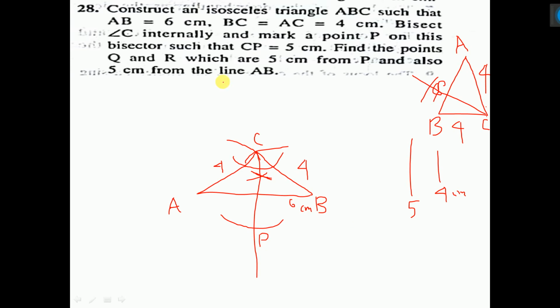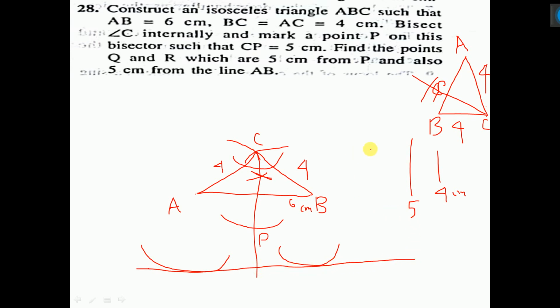Now it is telling that find the points QR such that 5 centimeter from P and also 5 centimeter from the line AB. So this is 5 centimeter. 5 centimeter from line AB means from A taking this 5 centimeter measure with your compass, from this point A you have to draw one arc, and from B also you have to draw another arc. Now these two arc heads you join with your scale.